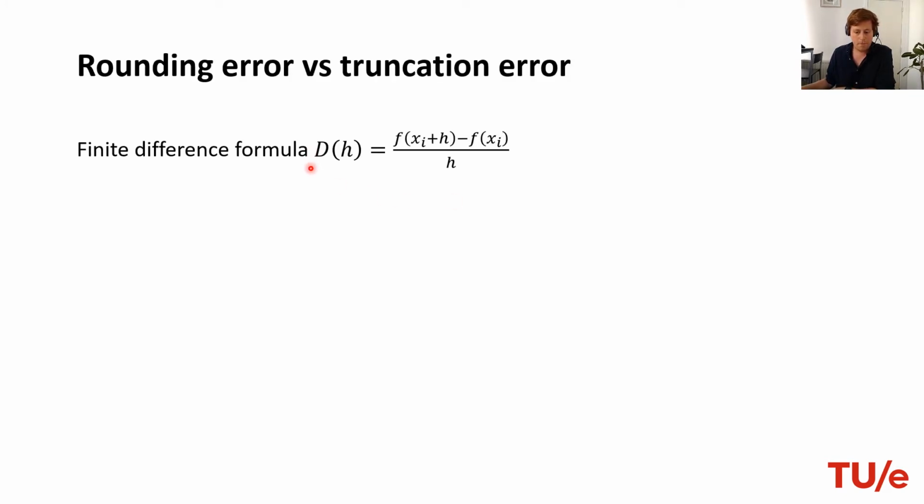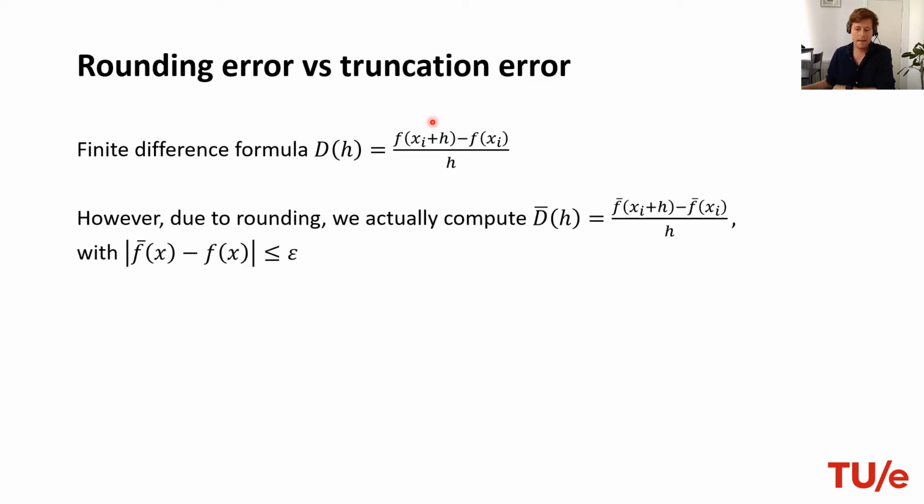So let's briefly restate the finite difference formula that we have over here. What we try to do is compute this function dh, which is f evaluated at two inputs that we define ourselves, so xi and xi plus h. Now in reality, because we have rounding error, we're not really computing dh, because we cannot really compute f at these points exactly. They are, let's say, polluted by rounding error.